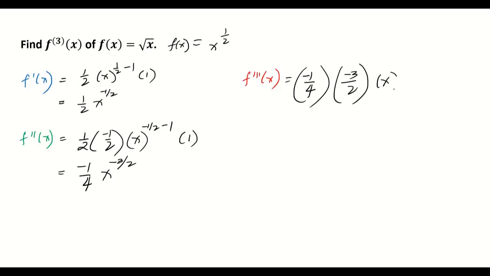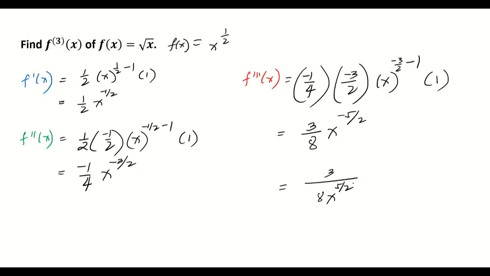And then let's have x, negative 3 over 2 minus 1. And then the derivative of x is 1. So simplifying, this would be positive 3 over 8 x raised to negative 3 over 2 minus 1 is negative 5 over 2. Or we can also write this as 3 over 8x raised to positive 5 over 2.